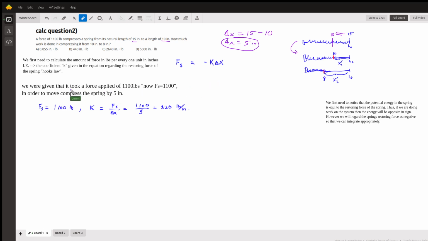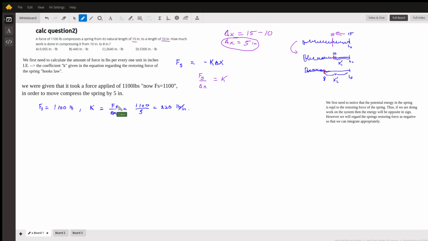So now that we have that change in x, we were given 1,100. We need to rework this equation. And don't worry about the sign here because the force applied is now the force in the spring, right? So when you do your integration, we're going to be talking about 15 minus 10, not 10 minus 15, and so on. And I'll discuss the limits of integration here in a minute.